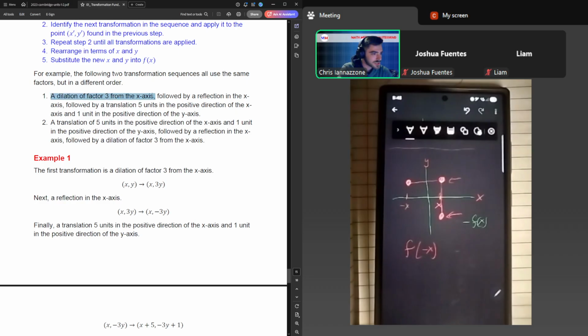So the first is a dilation of 3 from the x. So we go from our initial x, y to now x, 3y. It's going away from the x, which means it gets applied to the y.